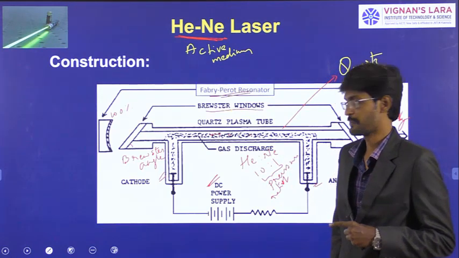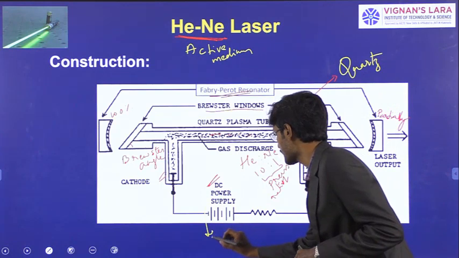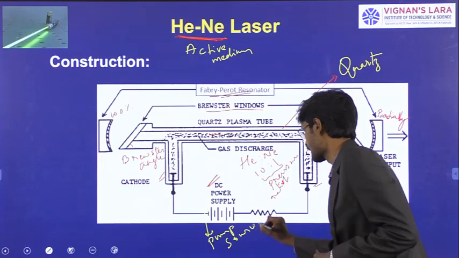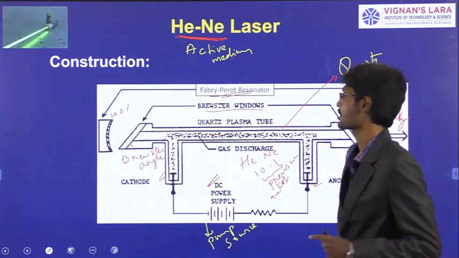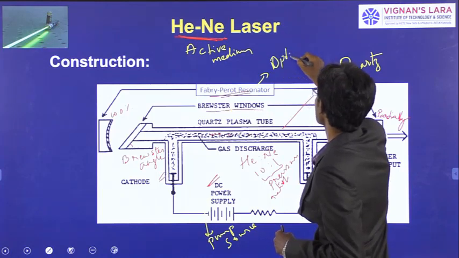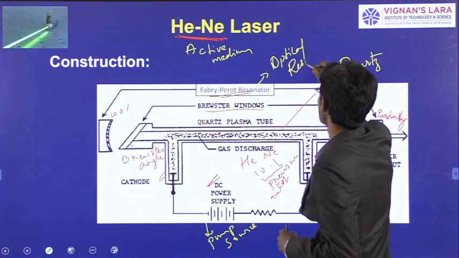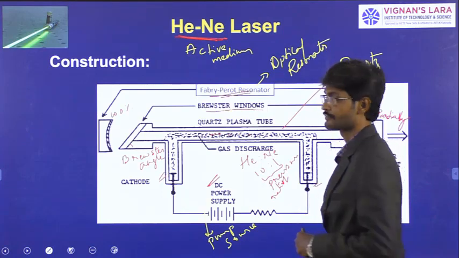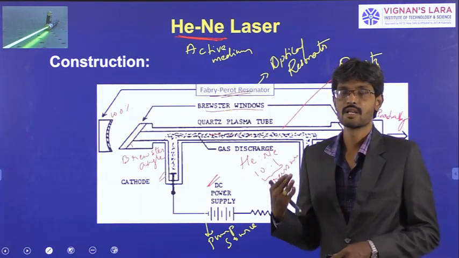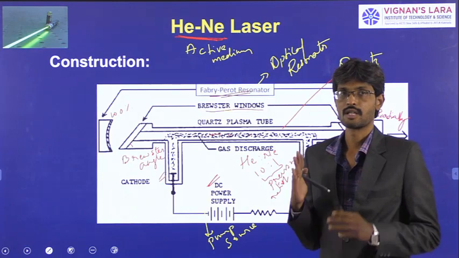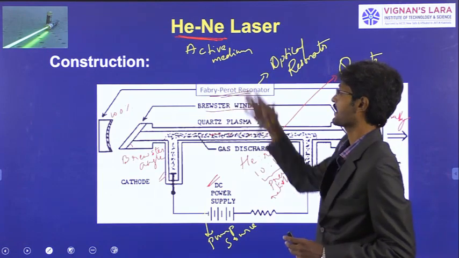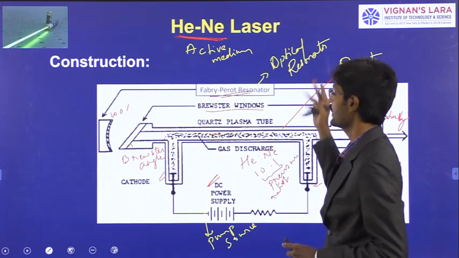The second component is the pump source. Here the DC power supply is the pump source. The third component is the optical resonator. The Fabry-Perot resonator is the optical resonator. So these are the three components here. Whatever the type of laser, whether it is a solid state laser, liquid laser, gas laser, semiconductor laser, or dye laser, the laser contains these three components majorly: the active medium, pump source, and optical resonator.